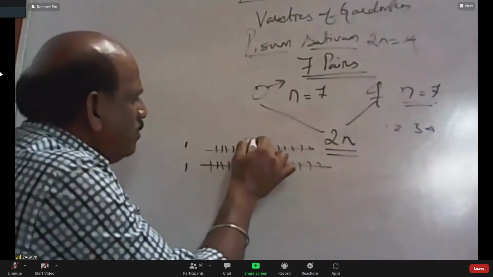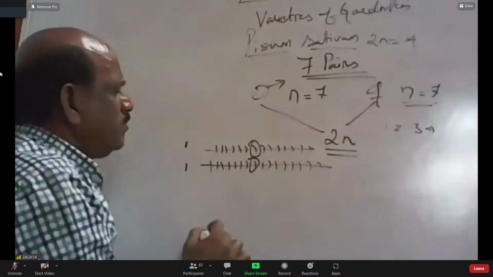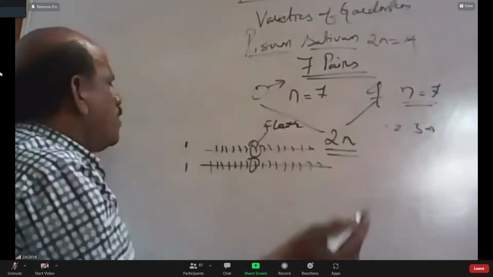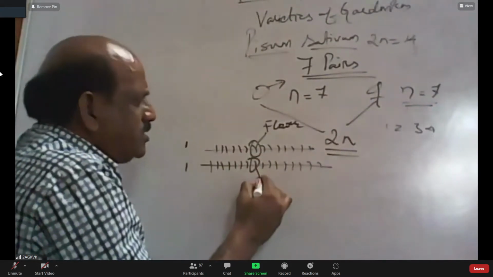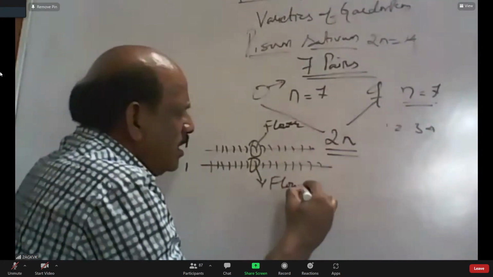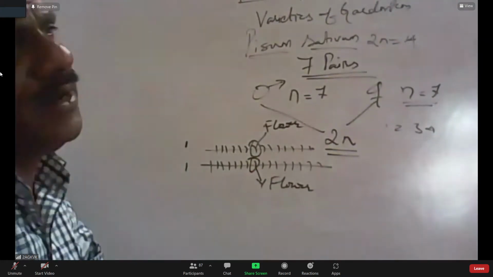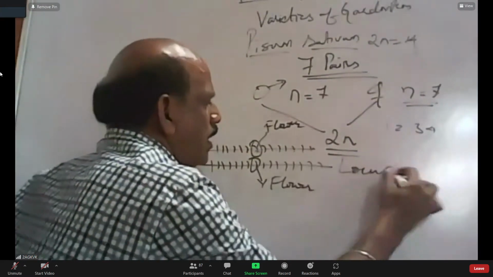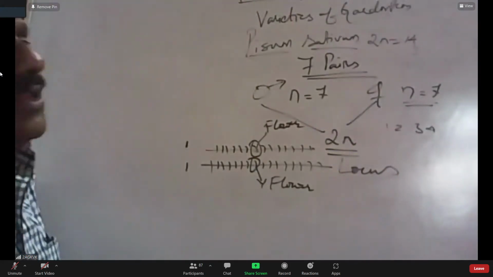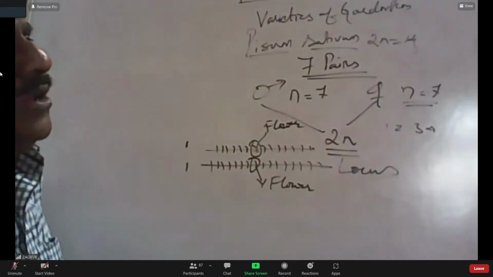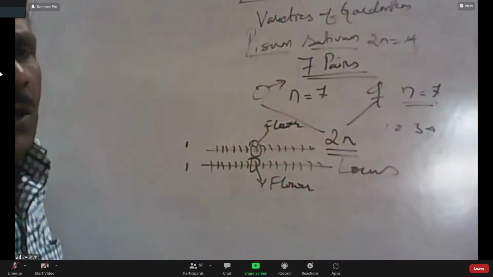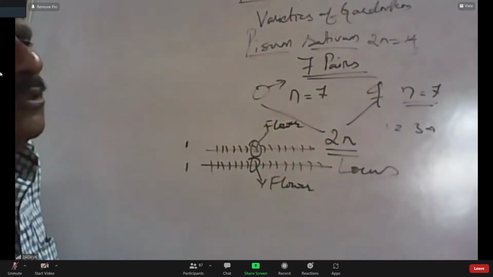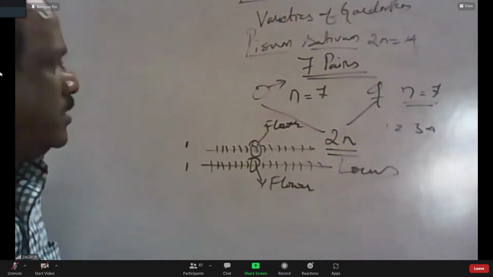Now, for example, take this gene. If this gene is for flower color on the chromosome contributed by the male, the corresponding gene on the chromosome from the female will also control flower color. Is that clear? This is called a locus. The position of a gene on a chromosome is called a locus. Is that clear?